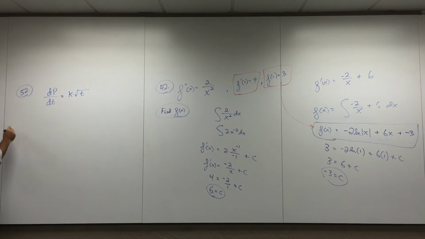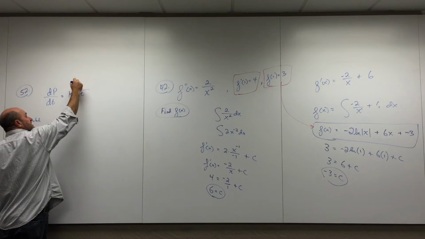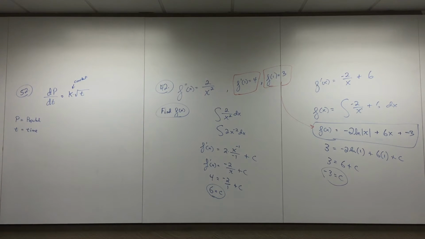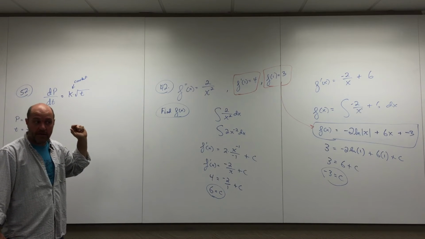So the variables here are P, which is population, and of course t, which is time, and this k is just some constant. By the way, it's not the plus C constant. It's just some constant of proportionality. They said this was proportional to this, so there's this constant k here.